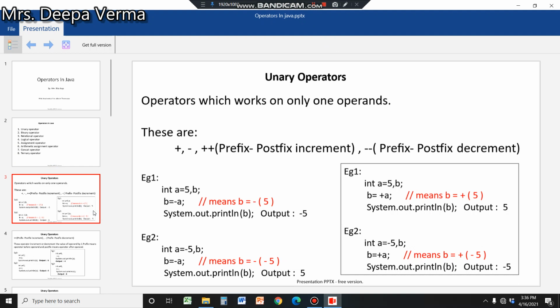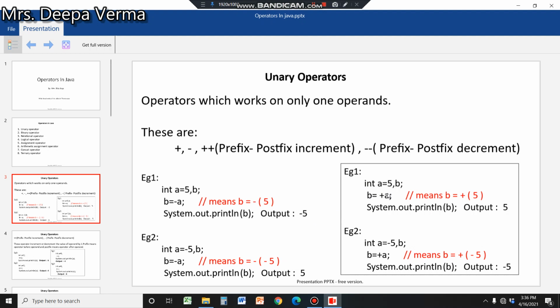Example 1. You can see int a is equal to 5 and then b is equal to minus a. You can see it is written with red pen, meaning b is equal to minus 5. When you print b, the output will be minus 5.